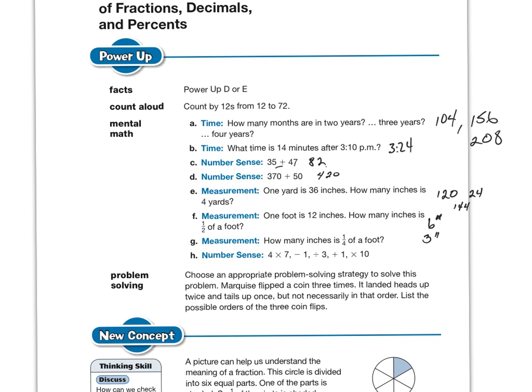And 4 times 7 is 28. Minus 1 is 27. Divided by 3 is 9. Plus 1 is 10. Times 10 is 100.